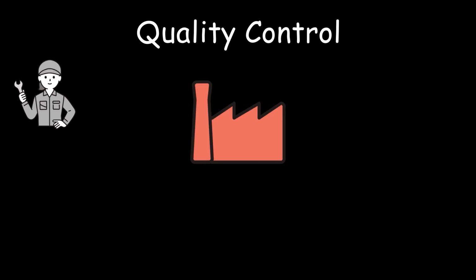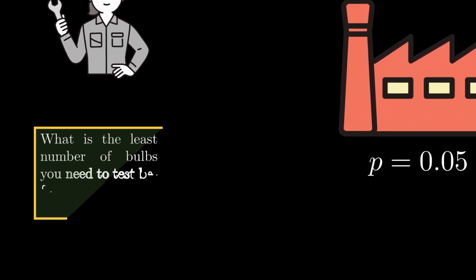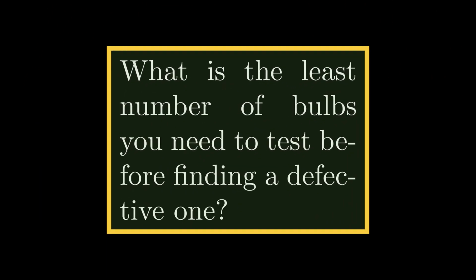Suppose you are a quality control manager in a factory that produces light bulbs. You want to find out how many bulbs you need to test on average before finding one that is defective. From the previous data, we are told that the probability of a bulb being defective is 0.05. You are asked to find the average number of bulbs you need to test before finding a defective one.